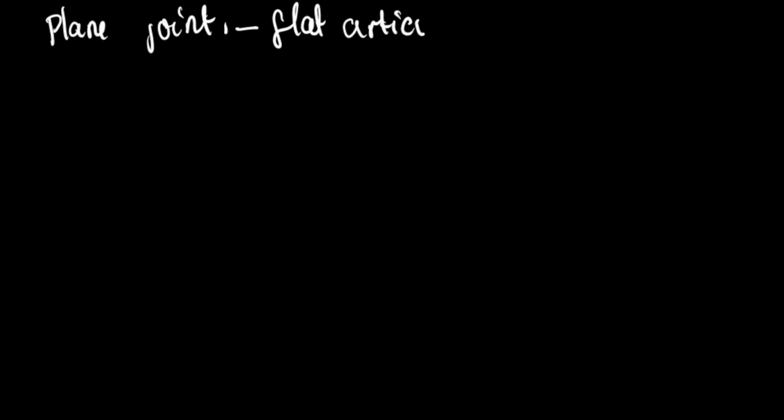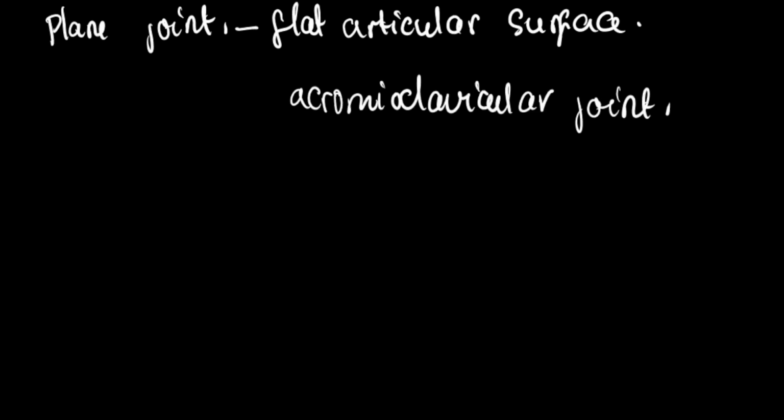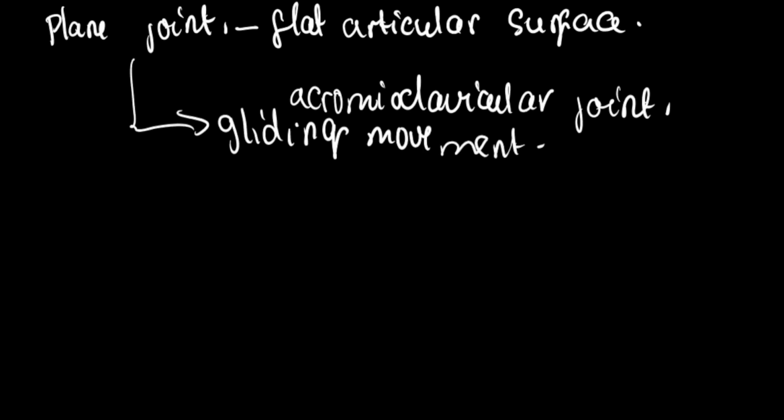Okay, so we have plane joints. Plane joints are a type of synovial joint where we have flat articulating surfaces. So for plane joints, we have flat articular surfaces. An example would be the acromioclavicular joint of the upper limb, the joint between the acromion of the scapula and the clavicle. Okay, so the acromial end of the clavicle. This type of joint allows for gliding movement, and gliding movement is a type of non-axial movement.